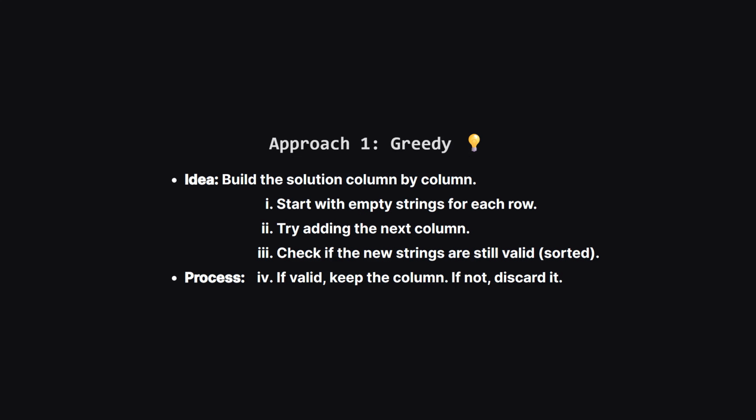The first approach we can take is a greedy one. The intuition here is pretty straightforward. Instead of trying to guess which columns to delete, let's flip it around. Let's decide which columns to keep. We start from the left. We try to add the first column to our answer. If adding it keeps our rows potentially sorted, we keep it. If adding it messes up the order, meaning some row becomes strictly larger than the one after it, we must delete that column. We do this one by one for every column.